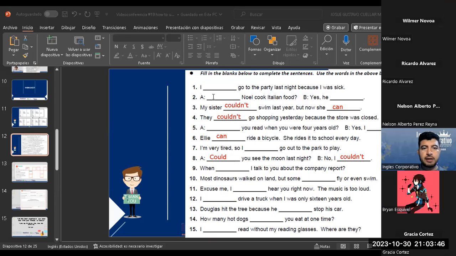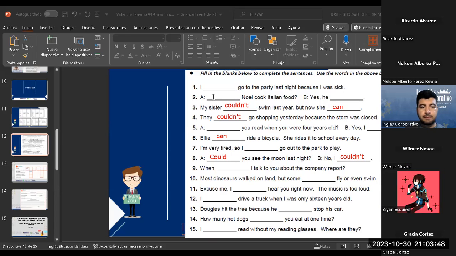Number 15. Okay. I couldn't read with all my reading glasses. Where are they? Okay, thank you. Buen punto porque es negativa, pero es en presente. Entonces no sería couldn't, sino que sería can't. Ajá, porque sería, no puedo leer sin mis lentes de lectura. ¿Dónde están? Okay, thank you.